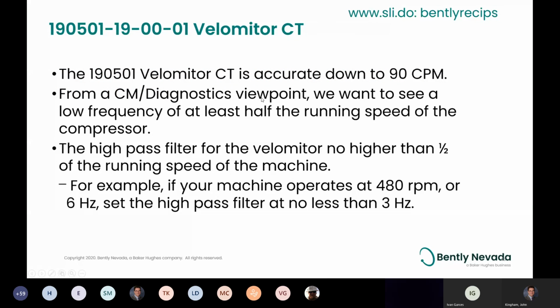So again, the 190501 velometer CT, accurate down to 90 CPM. And from a condition monitoring and diagnostics viewpoint, we want to see a low frequency of at least half the running speed of the compressor. So if you have that 300 RPM machine, we want to see down to at least 150 CPM. And the high-pass filter for the velometer should be no higher than half of the running speed of the machine. So for example, if you have a 480 RPM or 8 hertz machine, then the high-pass filter should be no higher than 4 hertz.